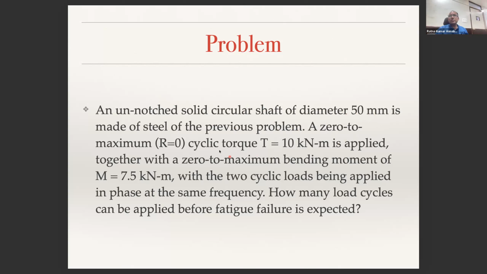A 0 to maximum cyclic torque, that means it is a repeated torque, is applied together with a 0 to maximum bending moment. This is also a repeated bending moment. So that means you have torsional shear stress and bending normal stress with two cyclic loads being applied in phase. Whenever there is an out of phase, the situation becomes a little bit more complicated. We are considering the scenario when they are in phase and working at the same frequency.